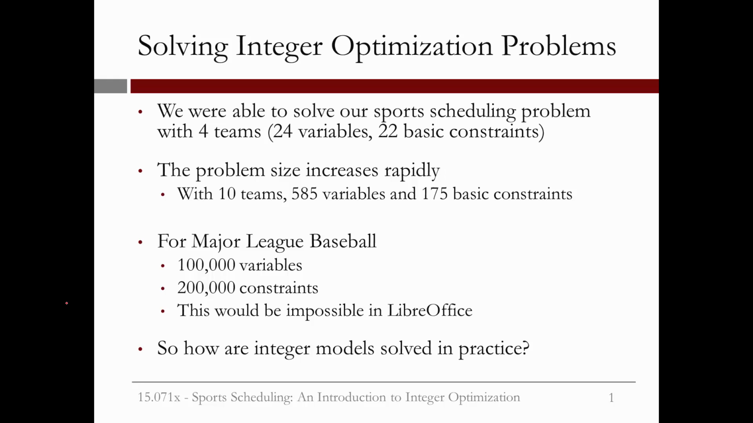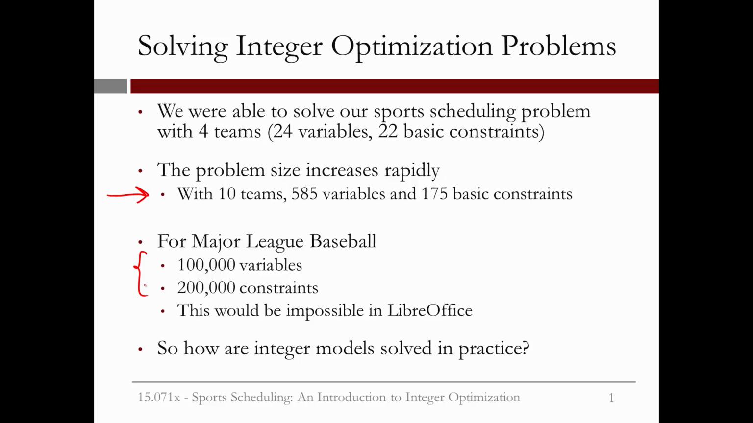We were able to solve our sports scheduling problem with 4 teams, 24 decision variables, and 22 basic constraints pretty quickly. However, the problem size increases rapidly. The same problem with 10 teams would have 585 decision variables and 175 basic constraints. For scheduling Major League Baseball, the problem has 100,000 decision variables and 200,000 constraints.